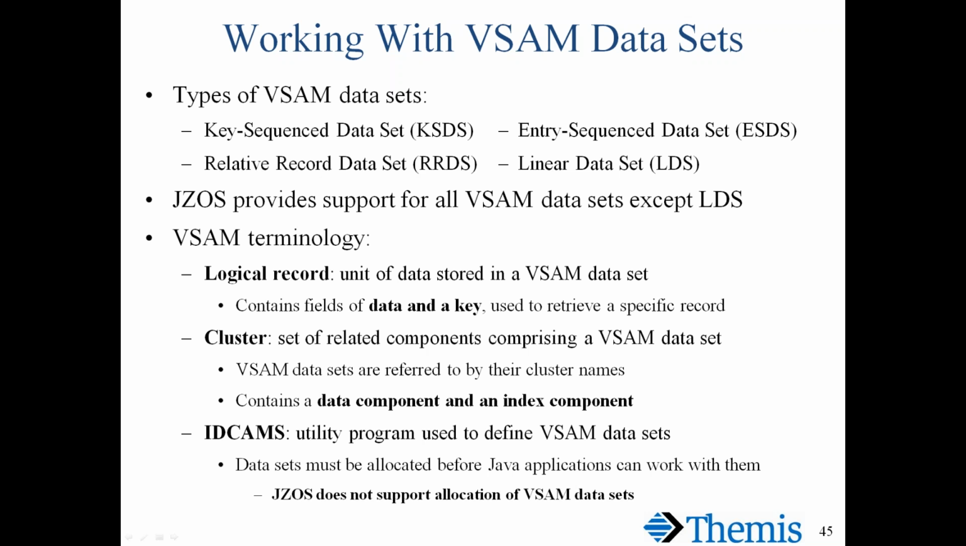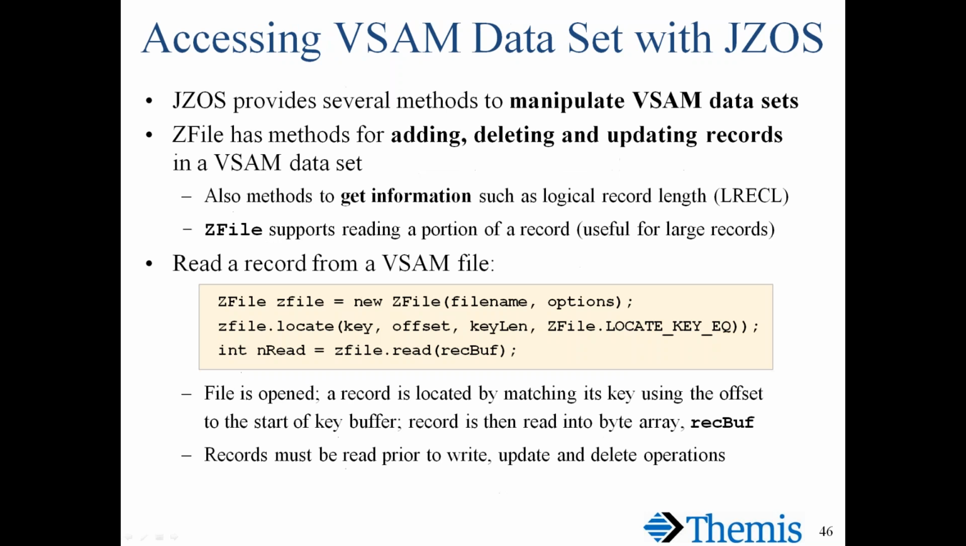In terms of VSAM terminology, we've got logical records that include data and a key. In many cases, a cluster that includes a data and index component, and a mention of IDCAMS, which is used to define your VSAM clusters, and that has to be done outside. JZOS doesn't support allocation through IDCAMS, so that would be a separate task or step in a job.